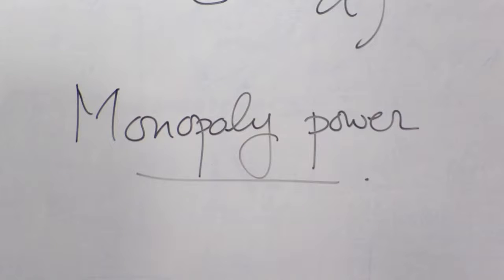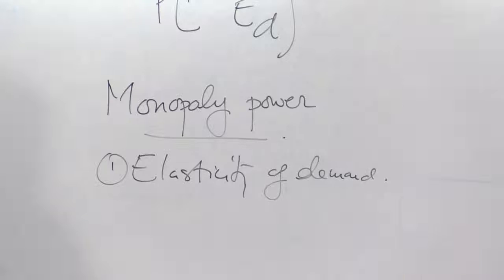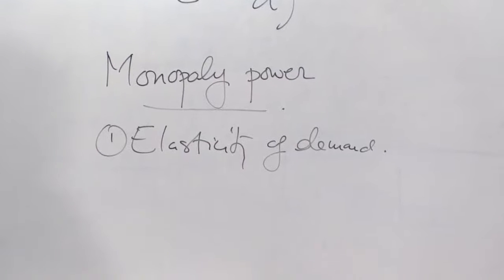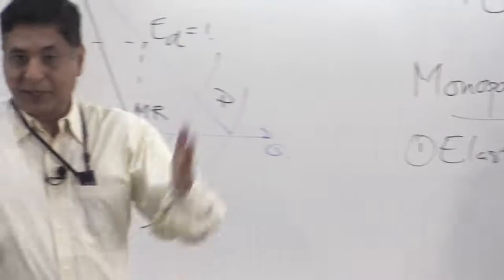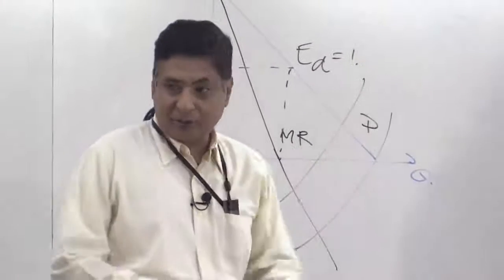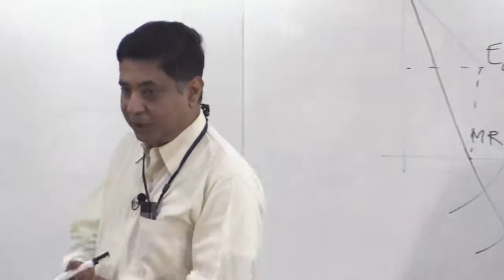What are the sources of monopoly power? When will you have the ability to raise prices without significantly affecting quantity demanded? One obviously is the elasticity of demand, which we have been talking about. The more inelastic the demand is, the better. You were talking about salt: if you are in the salt business, inelastic demand gives you monopoly power. But that is not where it ends. What else affects monopoly power?